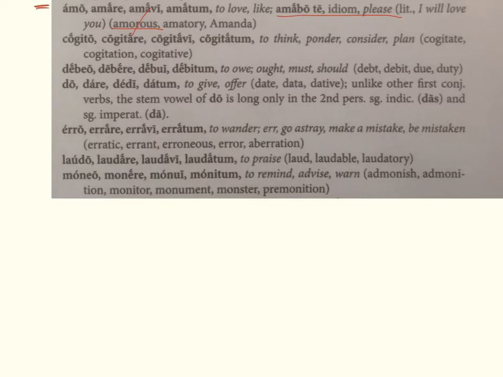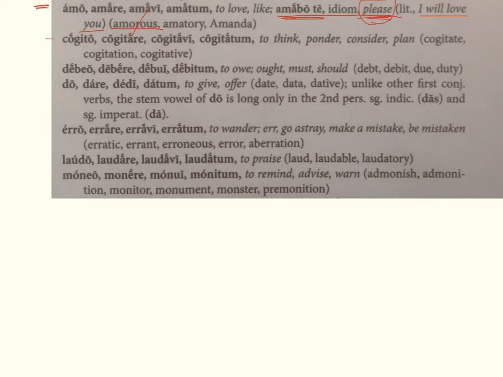And the same thing happens here. So amabo te, translated literally, is I will love you. But for the Romans, amabo te was the way that they said please. So give me that book, I will love you. So I will love you if you give me that book. That's how they thought about please. So whenever you translate a sentence and you see amabo te, use please, don't use I will love you.